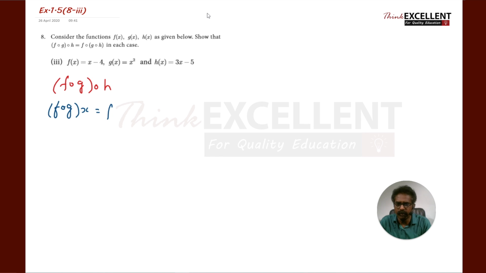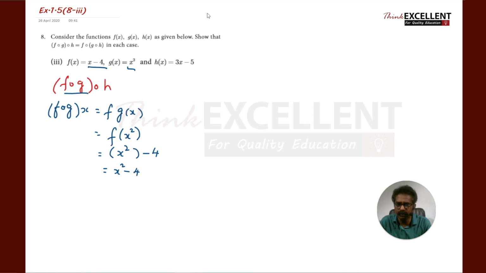That is f of g of x. What is g of x here? G of x is x square, right? So f of x square. Put this value in f. What is f? F is x minus 4. So here you give the value x square. So what answer you are getting? X square minus 4, right? This is f composition g of x. So this part you got it, f composition g.